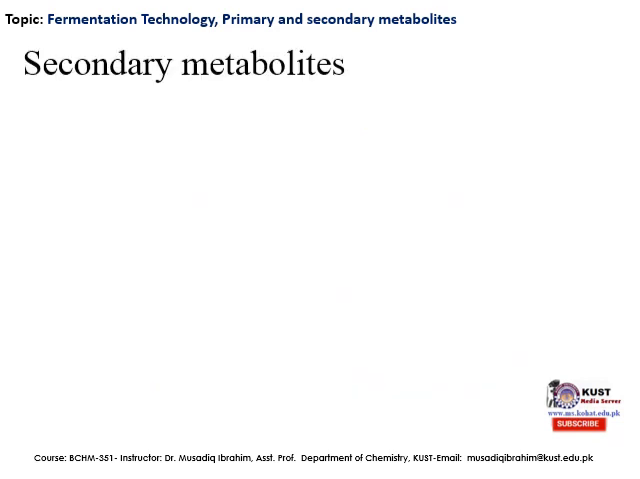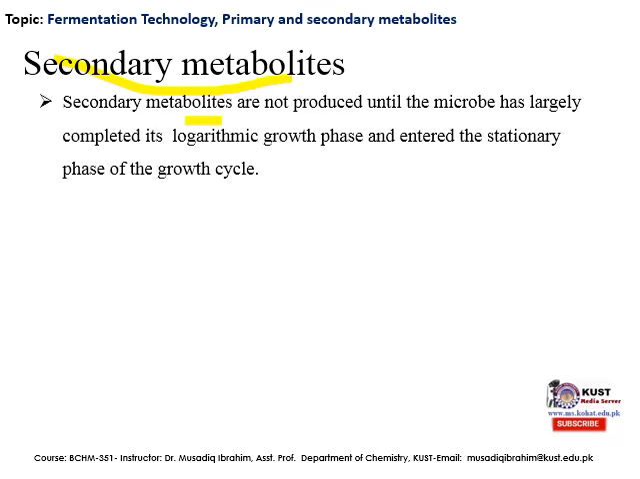Now moving towards the secondary metabolites. The secondary metabolites are not produced until the microbe has largely completed its logarithmic growth phase and entered the stationary phase of the growth cycle. This we have discussed in the growth curve of the microbial cells along with the growth curve of the metabolites, that when the microbial cells reach the stationary phase, then the secondary metabolites start to be produced.